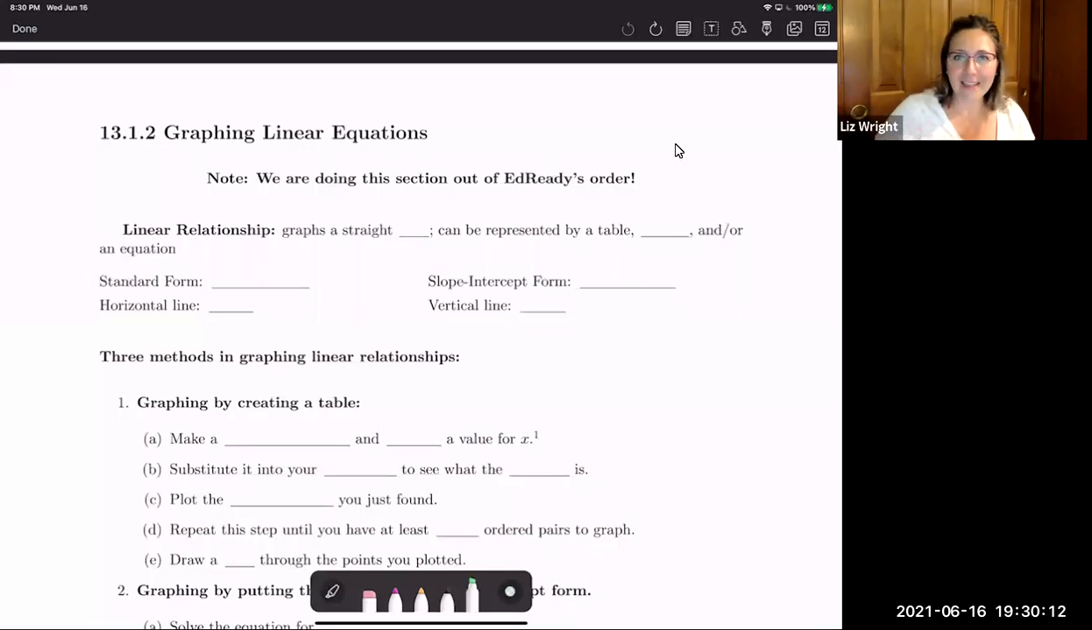Hi everybody, in this video we are going to be talking about unit 13.1.2, which is graphing linear equations. Be careful here, sometimes we do this topic out of the regular order that it's in EdReady, so just be careful that when you're doing your homework you're checking for graphing linear equations in the topic so that you're not doing practice problems for a different topic instead.